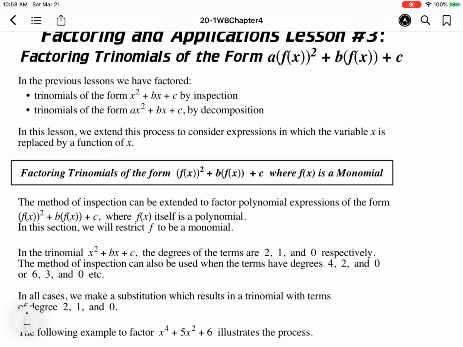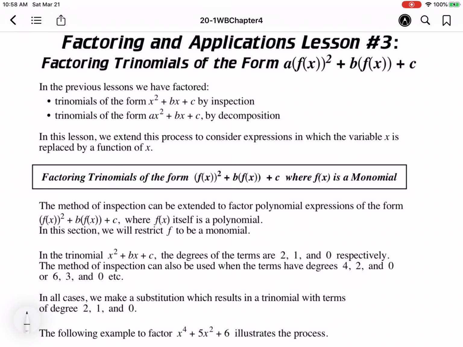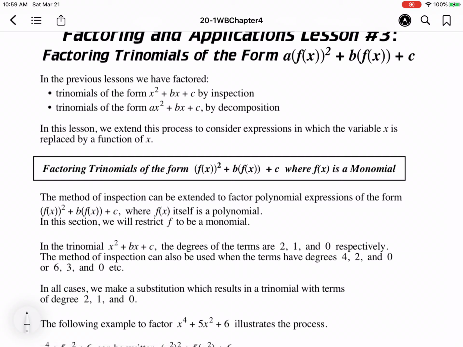We are into factoring applications lesson 3. We're going to factor trinomials in the form ax squared plus bx plus c. They're going to look different, because we'll have different degrees. Generally we see degrees 2, 1, and 0, which is x squared plus bx plus c. But we're going to get into degrees of 4, 2, 0, or 6, 3, 0, or it could be 8, 4, 0, and so on.